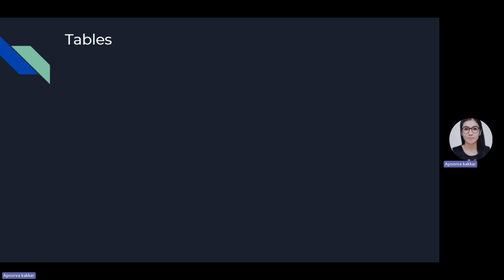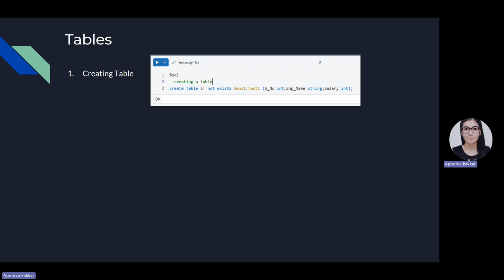Then we can create a table inside the schema that we have created. For that, we will write CREATE TABLE. This IF NOT EXISTS is optional. You may or may not write it. Then demo1, which is the name of our created schema, dot test1, which is the name of the table, then the names of the columns along with the data types, separated by commas inside the parentheses, and a semicolon for representing the SQL query.